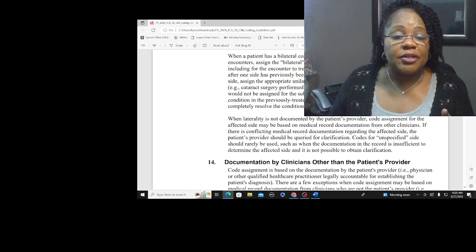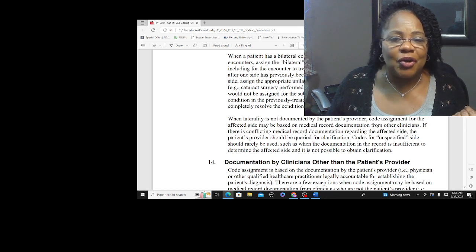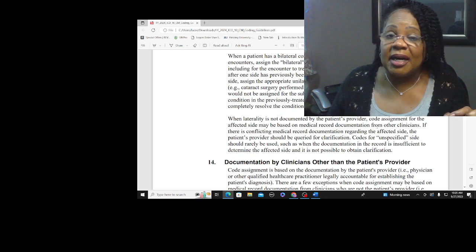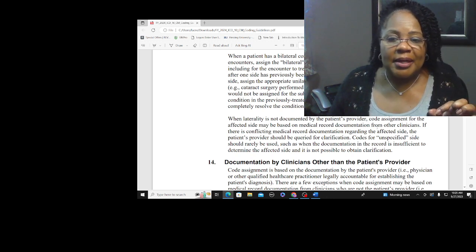When laterality is not documented by the patient's provider, code assignment for the affected side may be based on the medical record documentation from other clinicians. If you find it documented in the chart that it was on the right and the physician didn't tell you, then as long as the documentation identifies which side, then you're okay to code it.